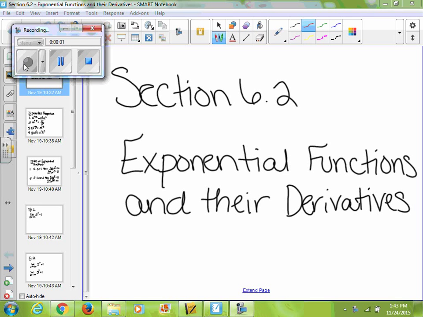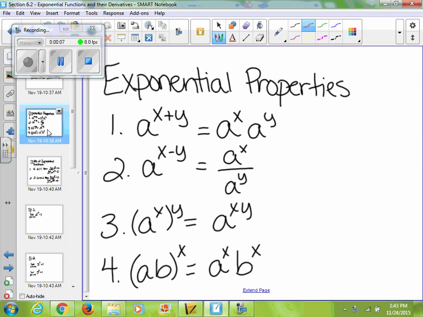Alright, we're going to work on section 6.2, exponential functions and their derivatives. So, exponential properties. Let's start with the properties of exponents.